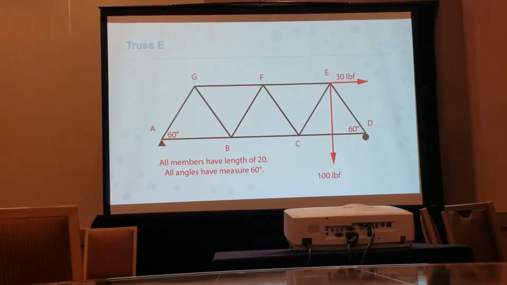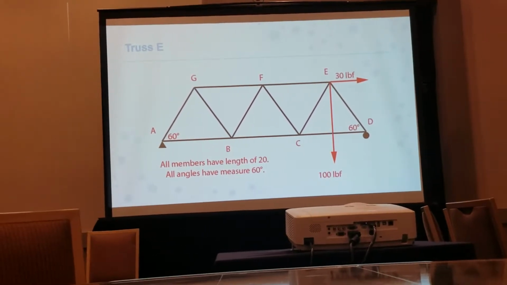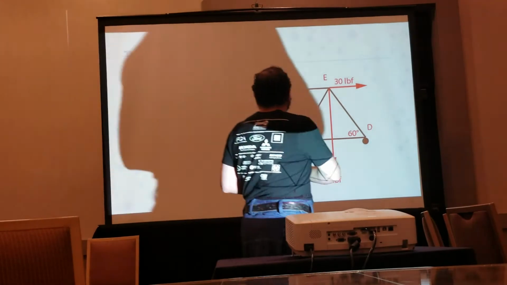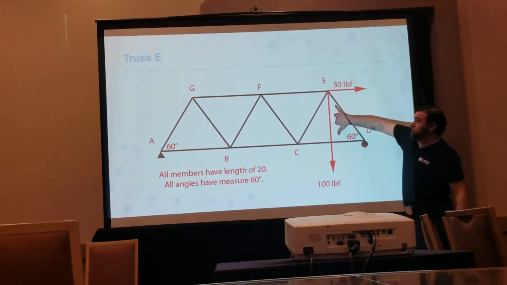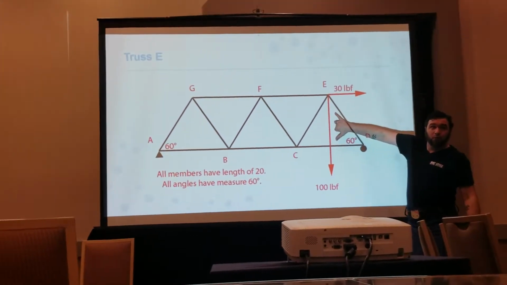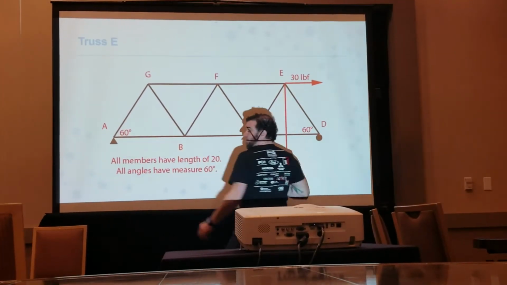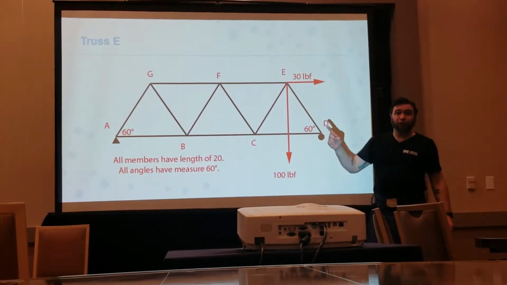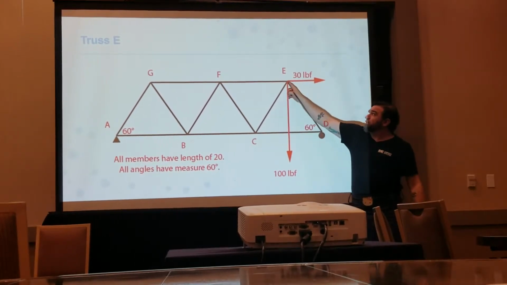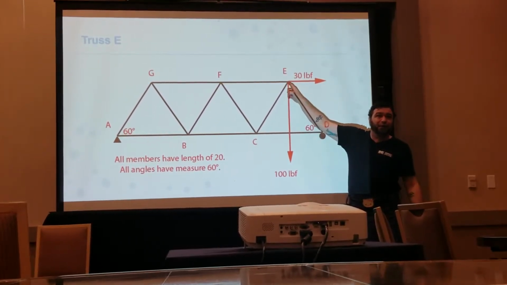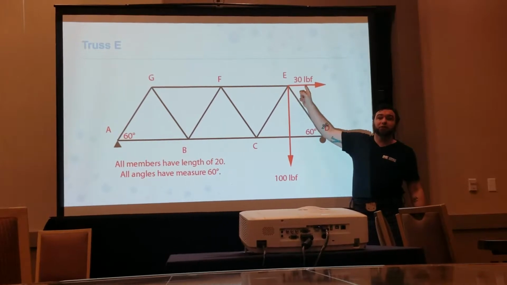You don't have to get weird with this. It's literally 30 times this height. It's not 30 times this distance. Because if you go from A directly to E, this is no longer perpendicular to that.